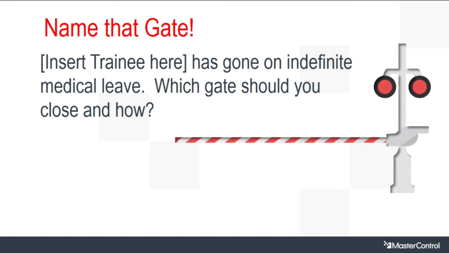So, insert trainee here. All right, Randy has gone on indefinite medical leave. Which gate should I close, and how do I do it? This is your quiz for the day. Somebody has gone on maternity leave, something like that. We don't want to have training going out to them while they're away, because then they just have overdue training. How do I shut it off?